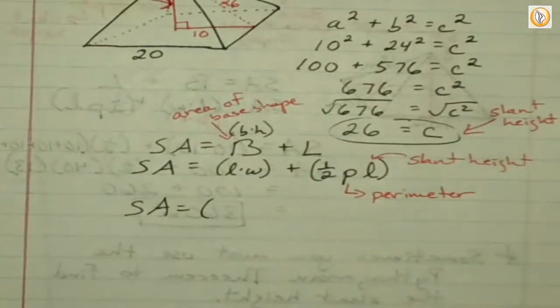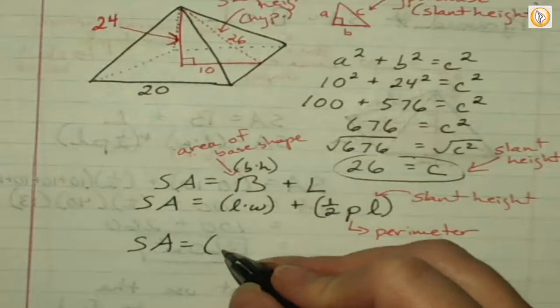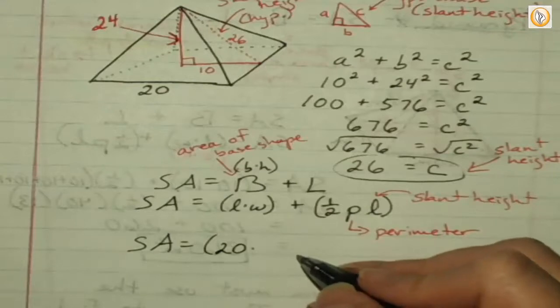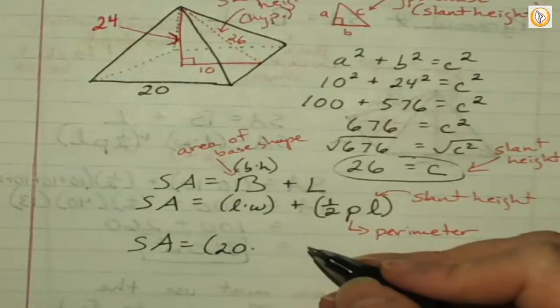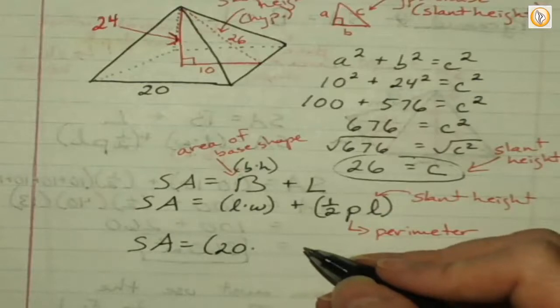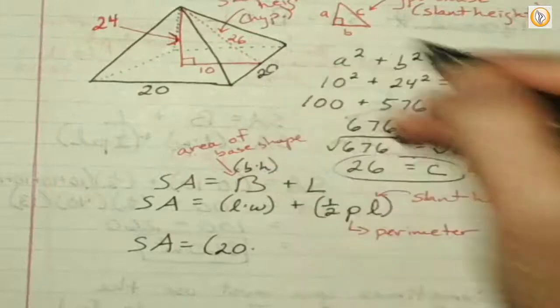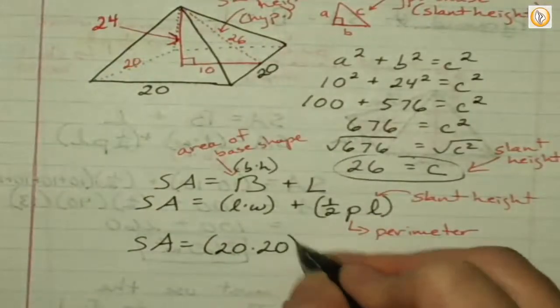What is my length and what is my width of this base? Okay, what's the width? They didn't give it, did they? So what do we assume it is? What would this side and this side and this side be? 20. There you go. All of these sides are 20. So length and width is 20.